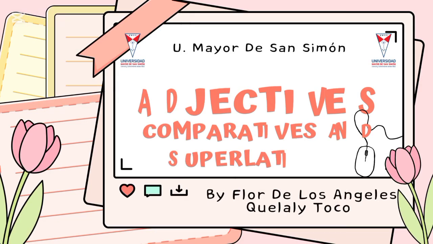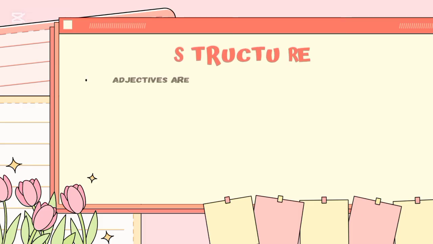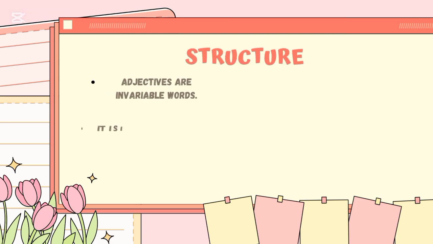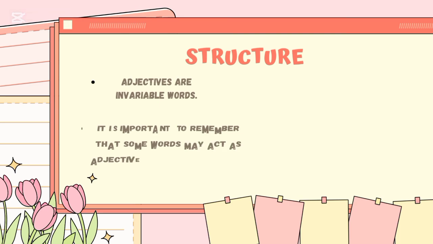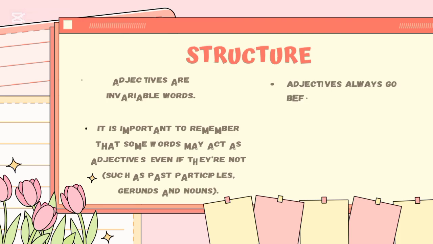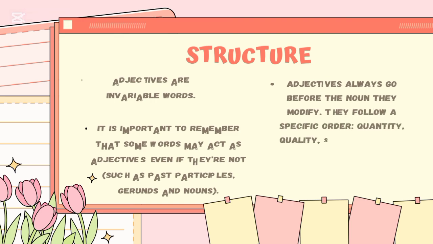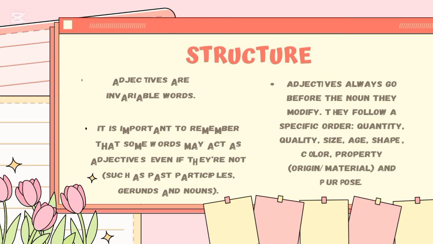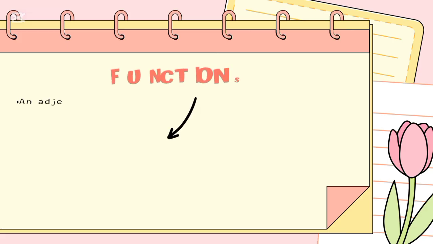Today I'm going to talk about adjectives, comparatives, and superlatives. Let's start with its adjective structure. Adjectives are invariable words. It is important to remember that some words may act as adjectives even if they are not, such as past participles, gerunds, and nouns. Adjectives always go before the nouns they follow a specific order: quantity, quality, size, age, type, color, property, origin, material, and purpose.